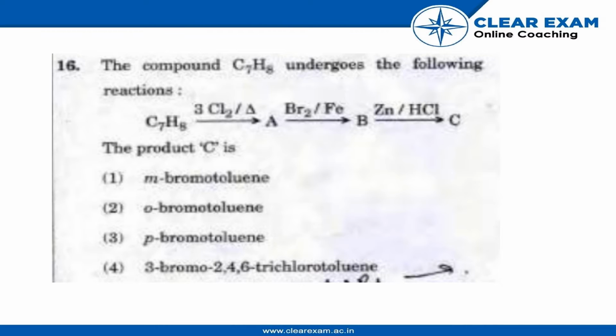So the product C is, first, m-bromotoluene; second, o-bromotoluene; third, p-bromotoluene; and fourth, 3-bromo-2,4,6-trichlorotoluene. So let's see what's the answer for this question.